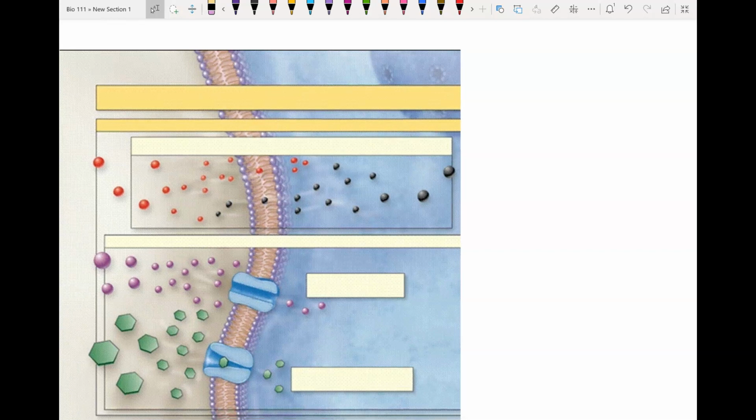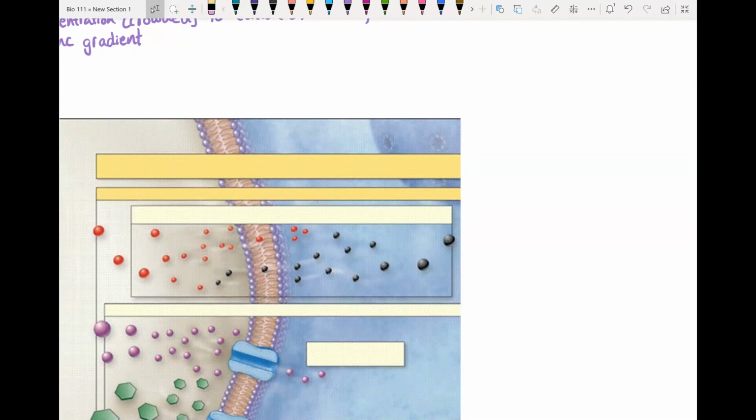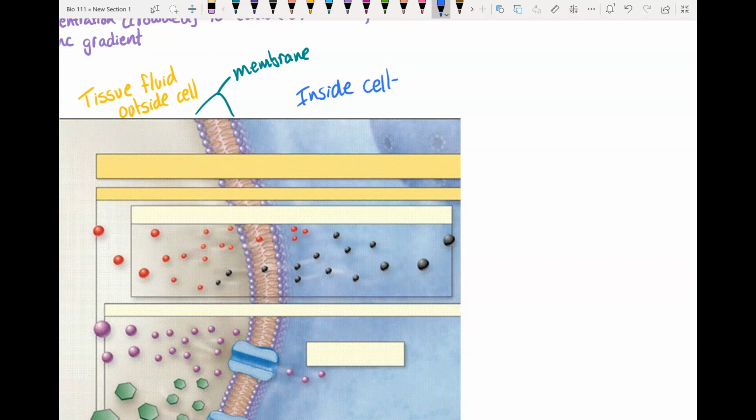So let's label some things to begin with. Here is your membrane. There's those phospholipids that form the membrane. This area is your tissue fluid or interstitial fluid. So this is the outside of the cell. And the blue area here represents inside the cell, which is your cytosol.